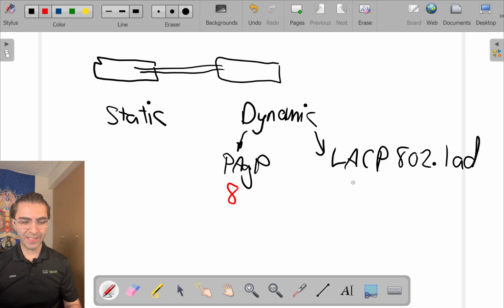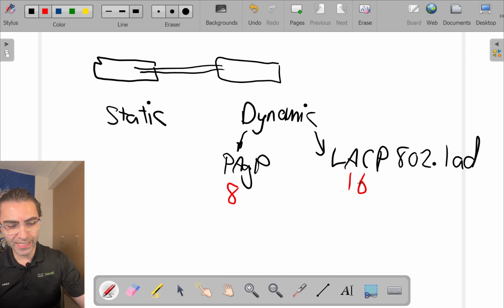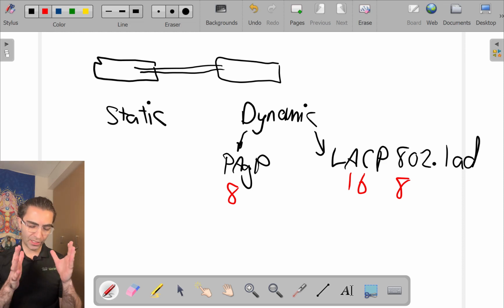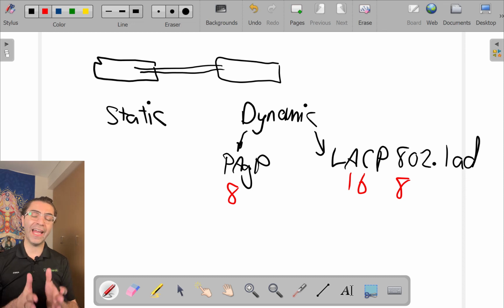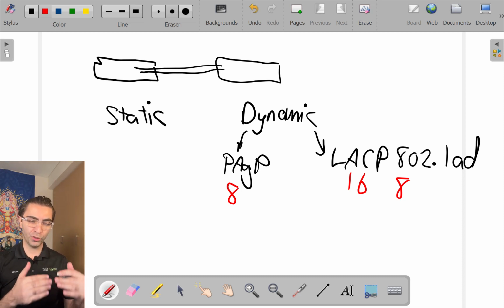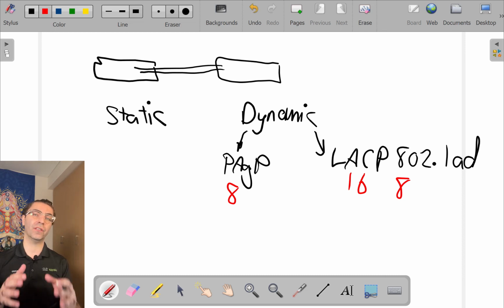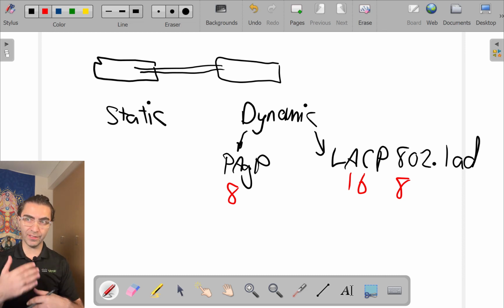But with LACP, you can bundle up to 16, but only 8 of them can be active. So at each certain point of time, only 8 of them would be active. So we say even with LACP, we can have up to 8 active ports, but you can bundle 16 ports together. So if one of those 8 links goes down and fails, then one of the others, based on the priorities, will join the group. So at each certain point of time, definitely you will have 8 bundled interfaces in a port channel.